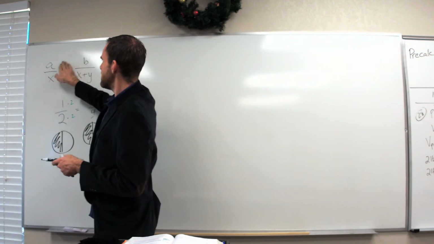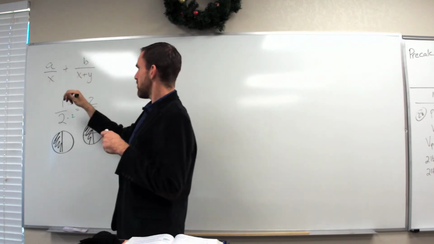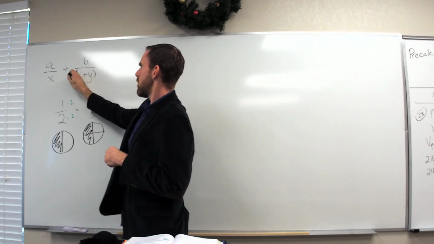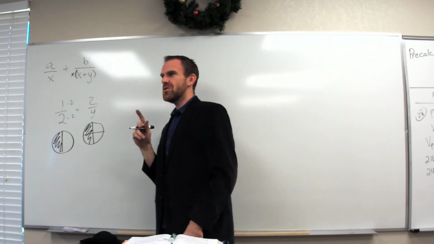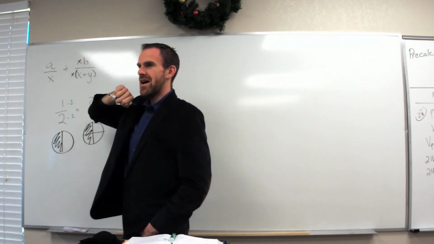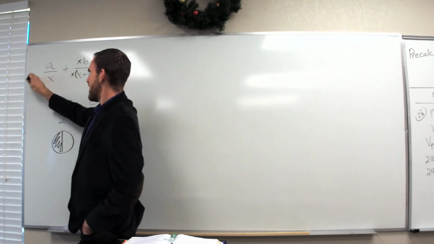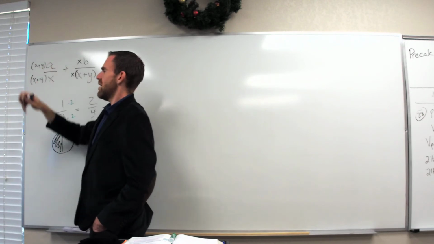So what is our least common denominator here? It is actually the following: x times x plus y. You can only multiply. So if I multiply this by x, I must multiply the top by x. If I multiply this by x plus y, I must multiply the top by x plus y.